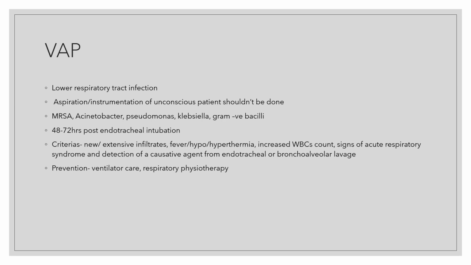So what are the criteria? New or extensive infiltrates would be seen, or we can see fever or hypothermia. We would be seeing an increased WBC count, and we can also see signs of acute respiratory distress and detection of the causative agent from the endotracheal or bronchoalveolar lavage, or our PO2/FiO2 would be greater than 240.